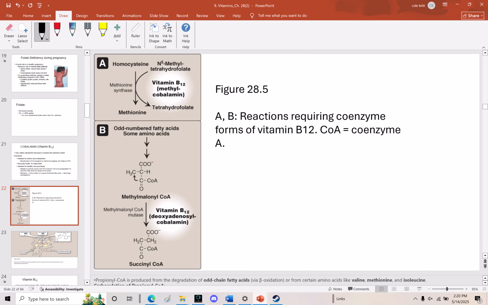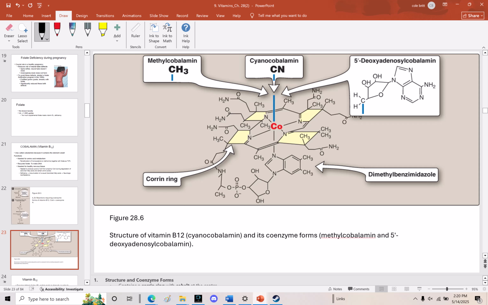Oh, and here's the picture of what cobalamin looks like. So here you see cobalt in the middle. I won't ever show you the structure and say, identify this. But you should know that it's the only vitamin that has cobalt. That's why we call it cobalamin. But it's a really large, cool structure.